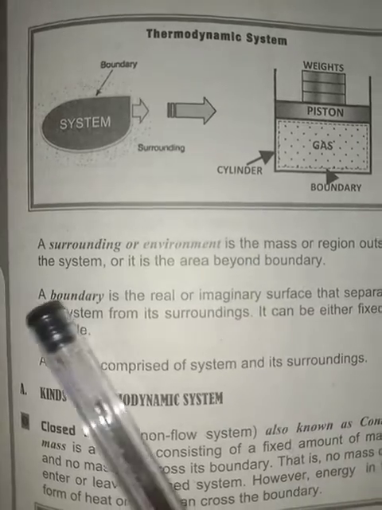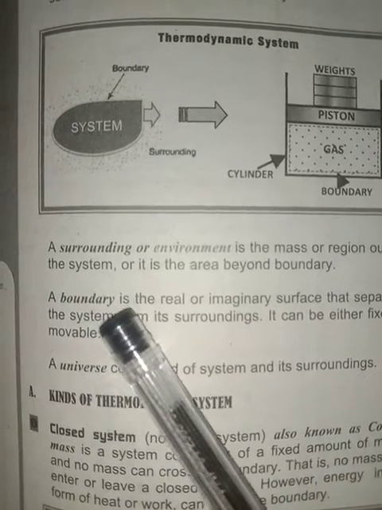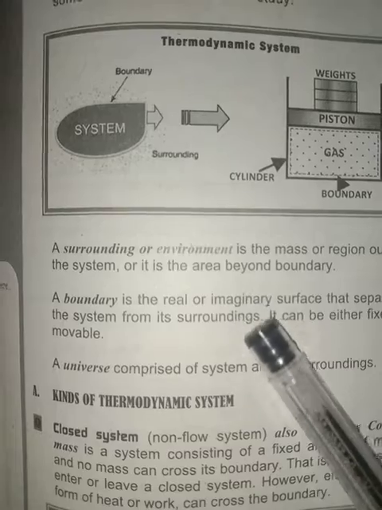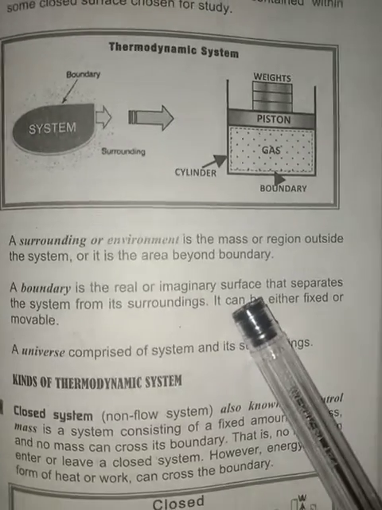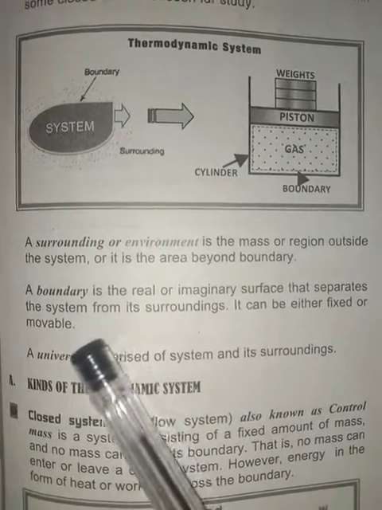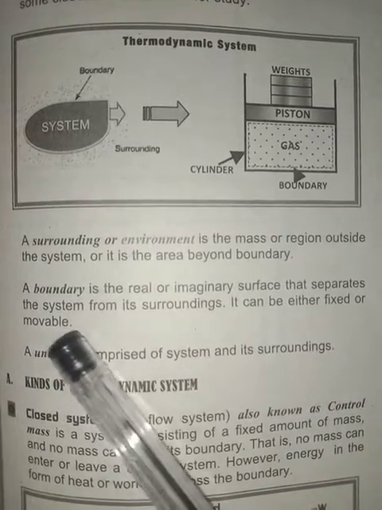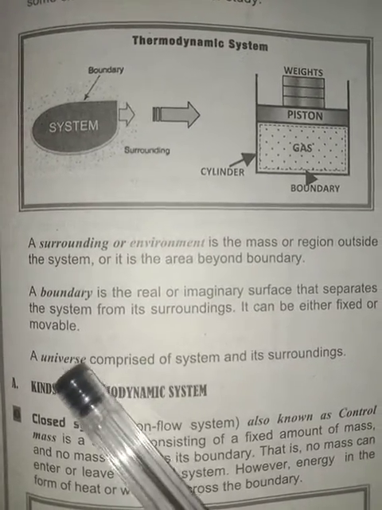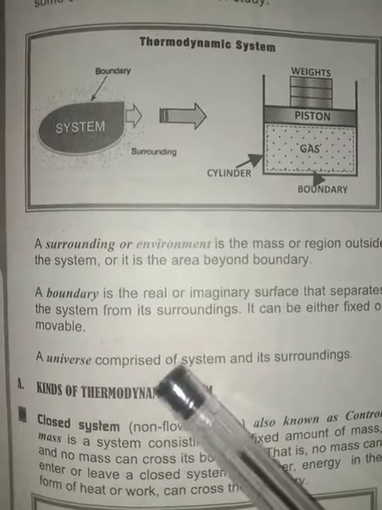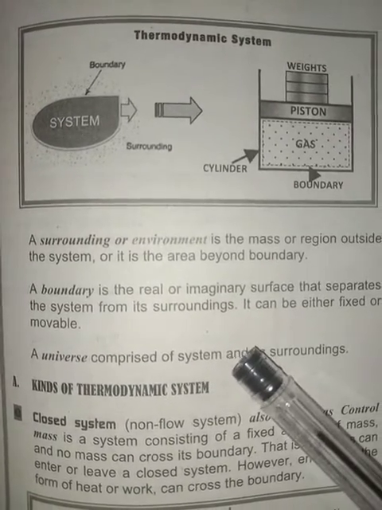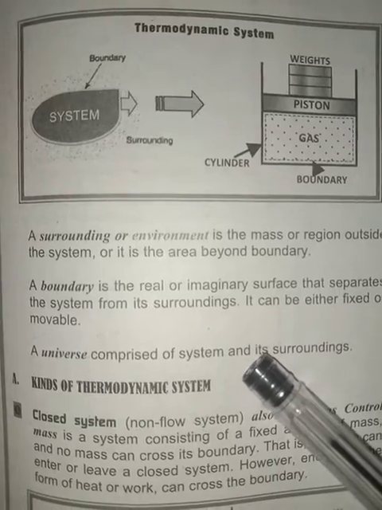So the next is the boundary. The boundary is the real or imaginary surface that separates the system from its surroundings. It can be either fixed or movable. So the next is the universe. The universe is comprised of the system and its surroundings.